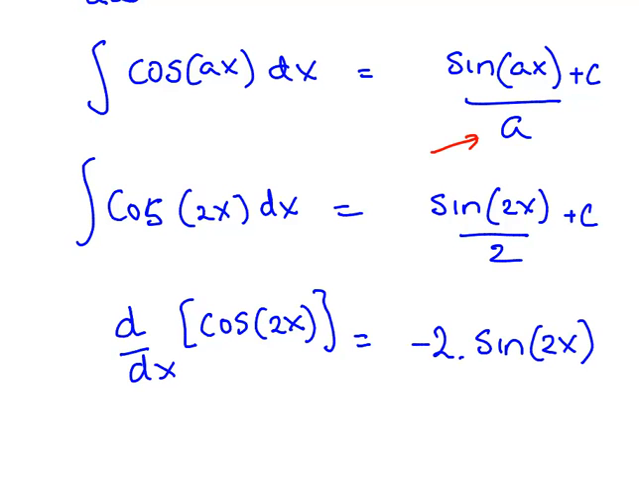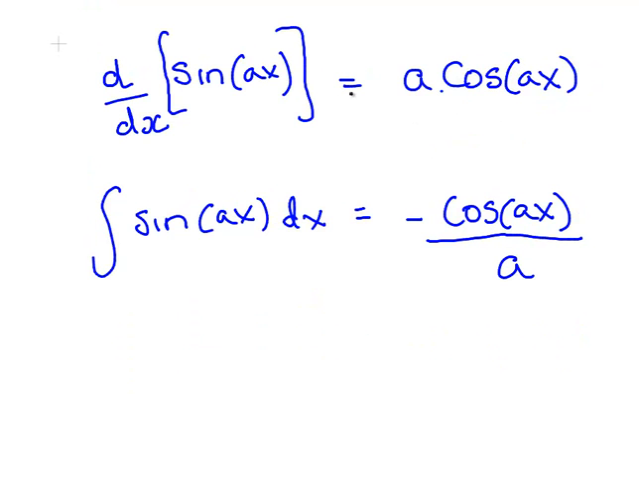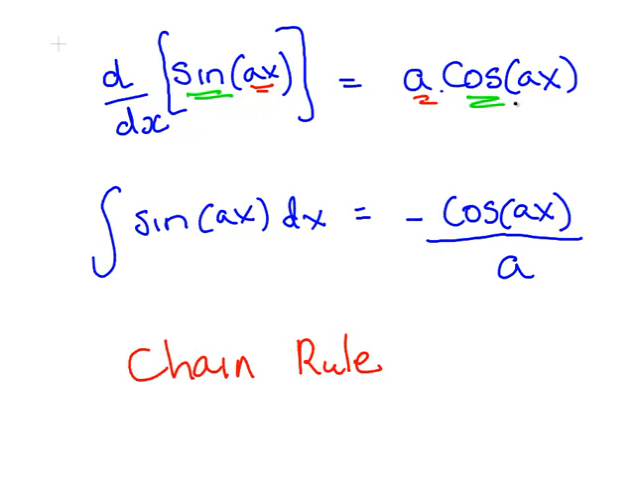Right. Something very similar for sine of ax. The derivative is a times cos of ax. When we use the chain rule, we get a, and the derivative of sine of something is the cosine. So it's a times cos of ax. For the integration, the integral of sine of ax dx with respect to x is minus cos of ax over a.